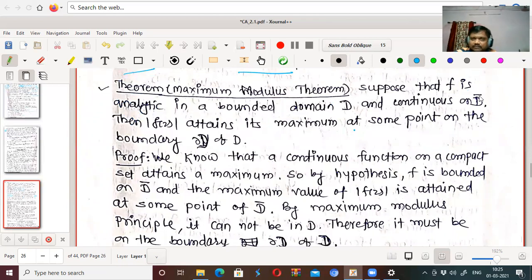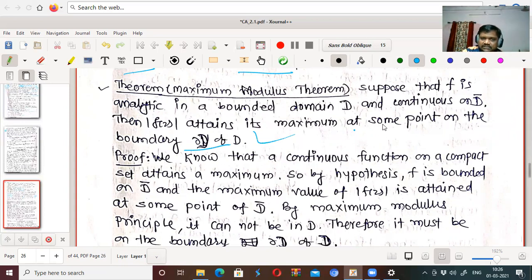Maximum modulus theorem. Suppose that f is analytic in a bounded domain D and continuous on D bar, that is, closed. Then modulus of f of z attains its maximum at some point on the boundary dou D of D. What is this theorem saying? If f is analytic in a bounded domain D and continuous on its closure, then modulus of f of z attains its maximum at some point on the boundary of that domain.